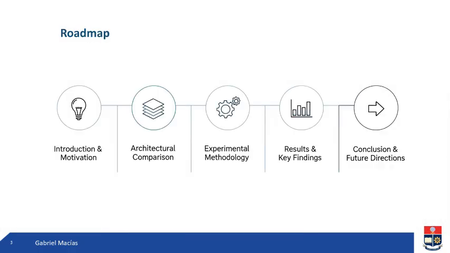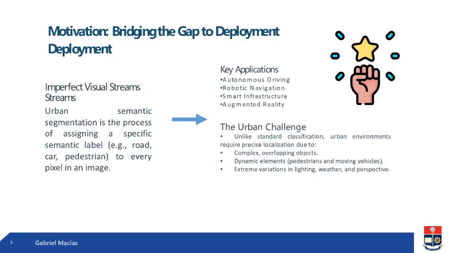In recent years, semantic segmentation has become a fundamental task in computer vision, particularly for urban environments where precise scene understanding is essential. In this talk, I will first introduce the problem context and motivation. Then, I will describe the differences between convolutional neural networks and transformer-based architectures. After that, I will explain the experimental methodology, datasets, and evaluation setup. Finally, I will present the results, discuss the main findings, and conclude with insights and future directions. Let us begin with the motivation behind this research.